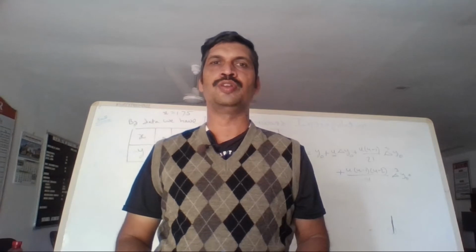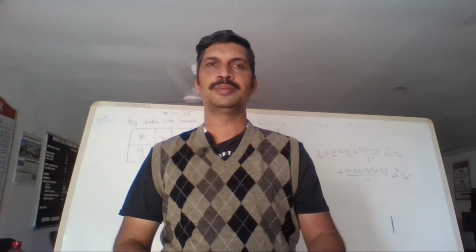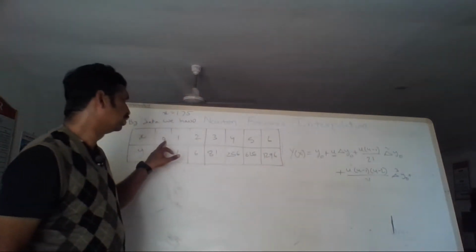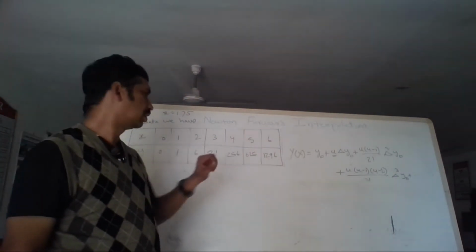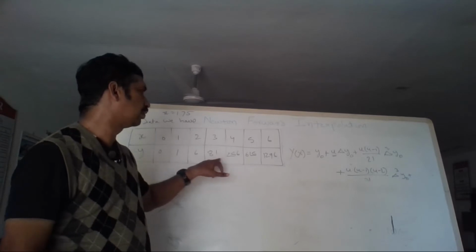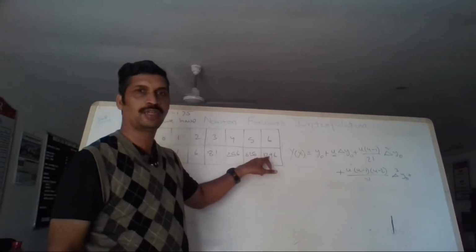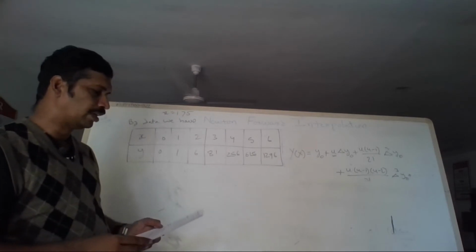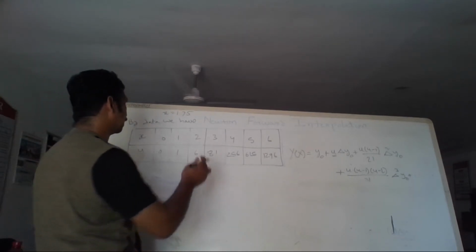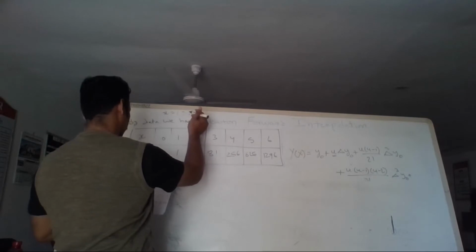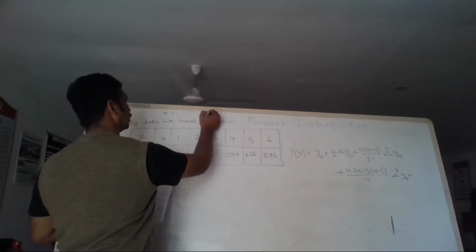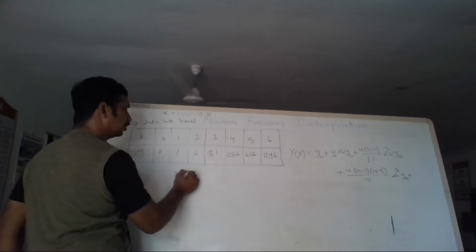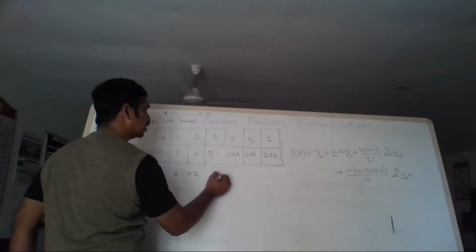Second problem on the Newton forward interpolation formula. The given data is this one. The values of x are 0, 1, 2, 3, 4, 5, 6. The corresponding values of y are 0, 1, 6, 81, 256, 625, 1296. They are asking what is the value of y corresponding to x equal to 0.5.